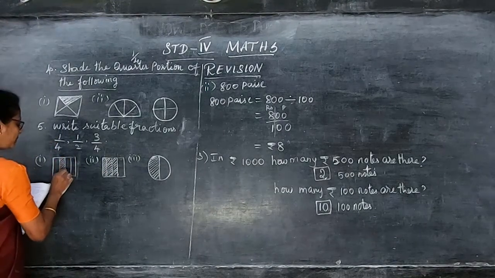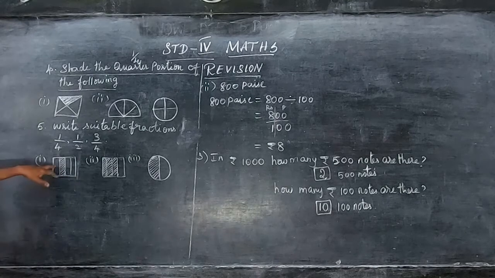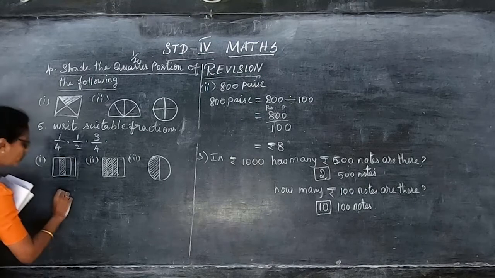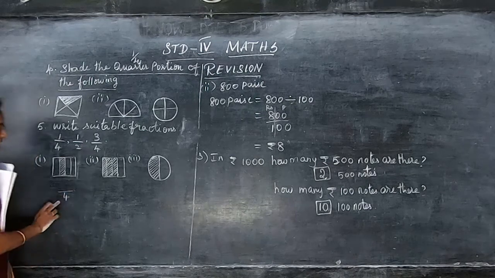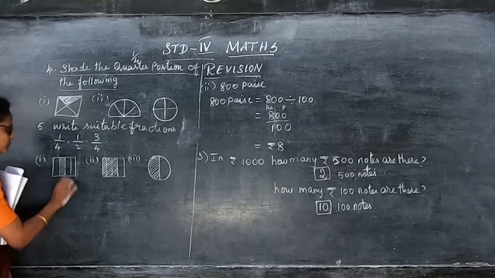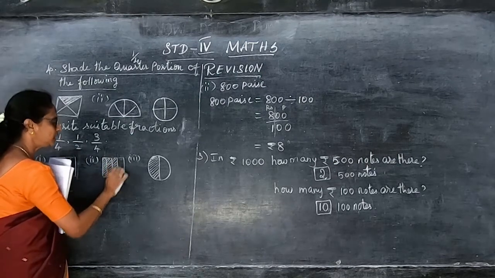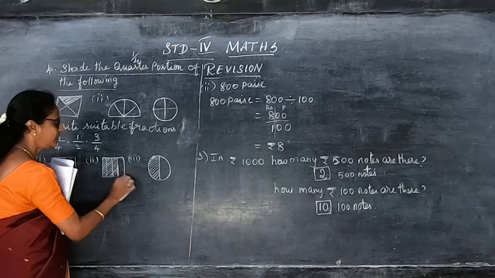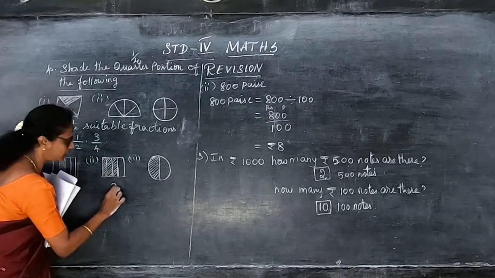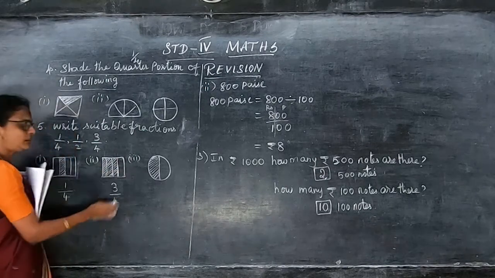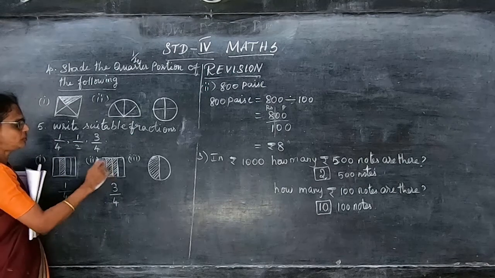So here 3 pictures are given. See, there are 1, 2, 3, 4 lines. In that, 1 part is shaded. So how many lines are there? 4 lines. That is the denominator, and the shaded portion is 1. So 1 by 4 should come here. Here also 1, 2, 3, 4 parts are there. 3 parts are shaded. So 3 by 4. Total parts should be put in the denominator.